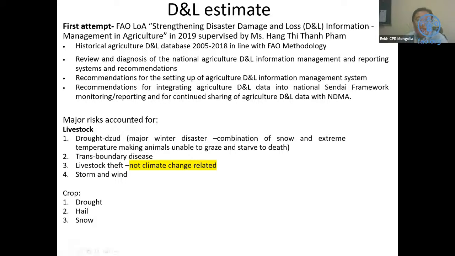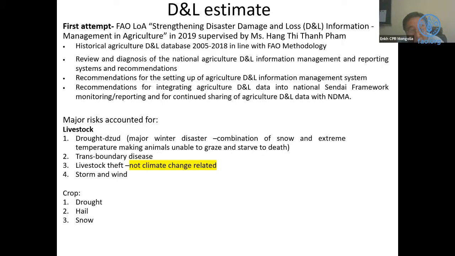And we actually produced a historical agricultural damage and loss database for 2005-2018, 14 years, in line with FAO methodology. We have reviewed and also made some diagnosis of the national agriculture damage and loss information management and reporting system and produced some recommendations, and recommendations for setting up an agriculture damage and loss information management system.